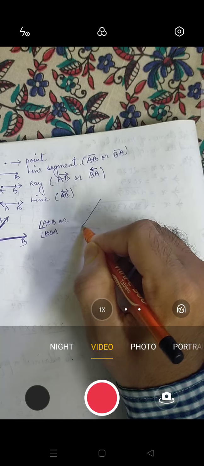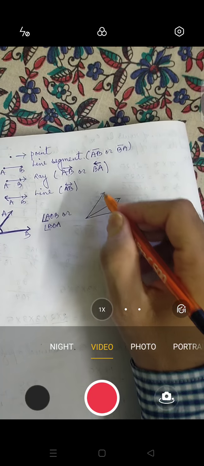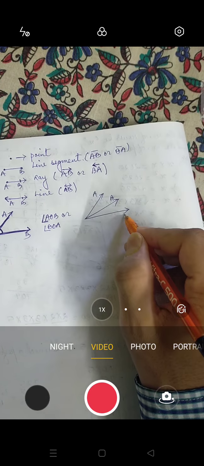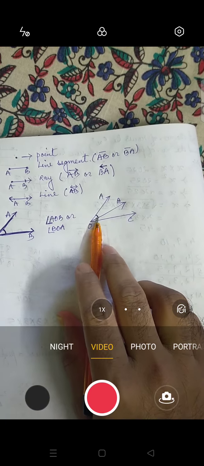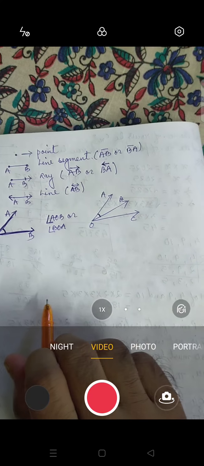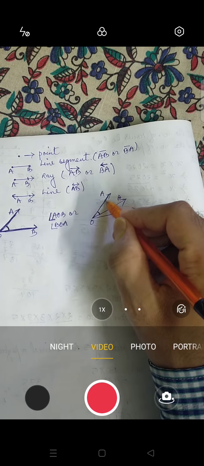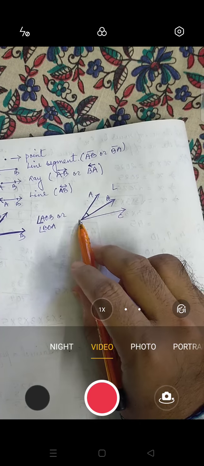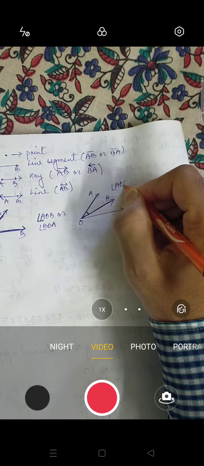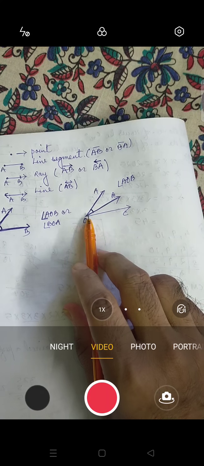if you are having an angle like this, this is A, this is B, this is C, and this is O. Now suppose you want to name this angle. You can see that this angle is forming between these two arms, that means this arm and this arm. So this angle can be said as angle AOB. You have to move from one of the arms. Always, the angle you are talking about should be in the middle.